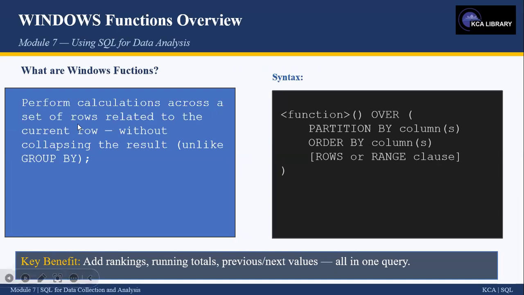Window functions overview. One of the most powerful features in SQL is window functions. Unlike GROUP BY, which collapses rows into summary results, window functions allow calculations across related rows while keeping every row in the result set. The basic syntax is shown here. The key benefit is that you can add rankings, running totals, previous values, and next values all in one query with window functions.